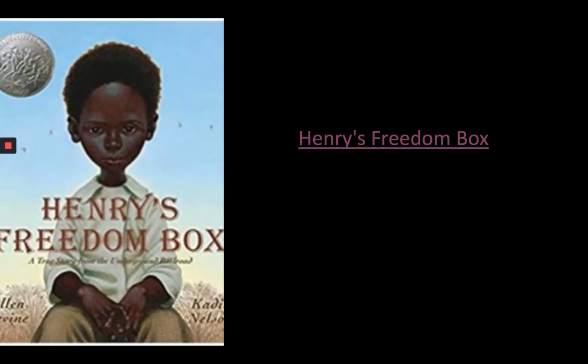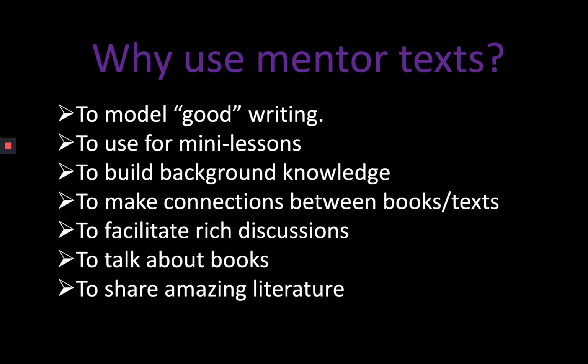So while you're getting that, I'm going to talk to you about why I use mentor text. The mentor text we're going to read today, Henry's Freedom Box, I use to build background knowledge about slavery and the Underground Railroad. I use it to help students make connections to a historical fiction novel that I read called Riding Freedom by Pam Munoz Ryan. Why? Well, 1, it's a picture book.